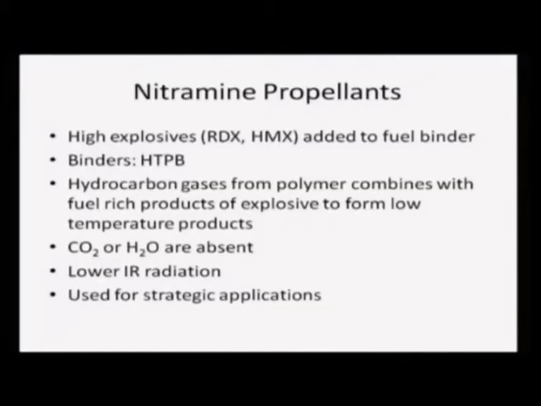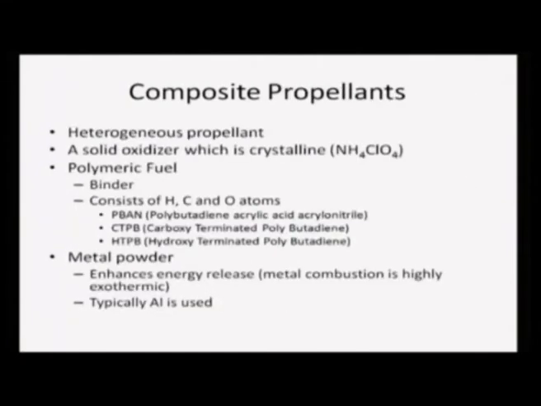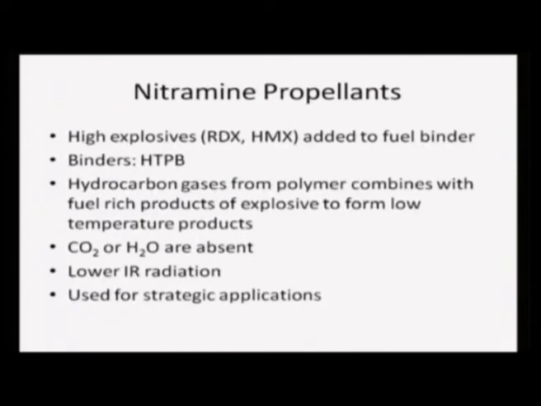Now, let us come to the fourth type of propellant, which is the nitramine propellant. These actually contain high explosives like RDX or HMX, added to the fuel binder. Typical binder is HTPB. HTPB we have discussed in the case of composites, hydroxy terminated polybutadiene, this is the binder. Okay. So, in this binder you have RDX or HMX added. So, these are explosives. Therefore, that makes it more dangerous to handle, but if they are burned in a controlled manner, they will provide much higher energy density.